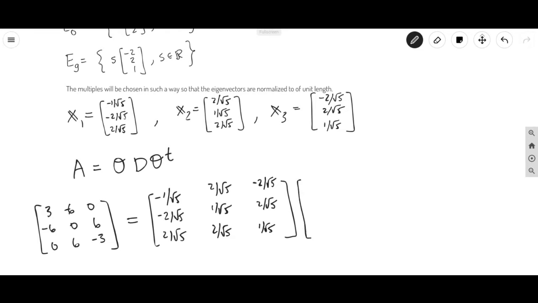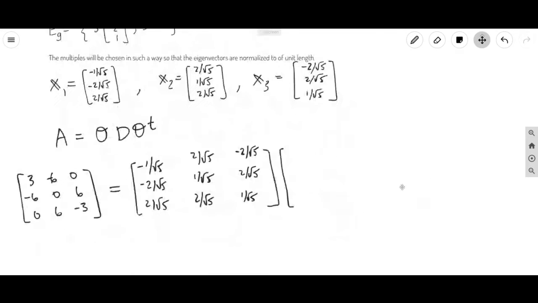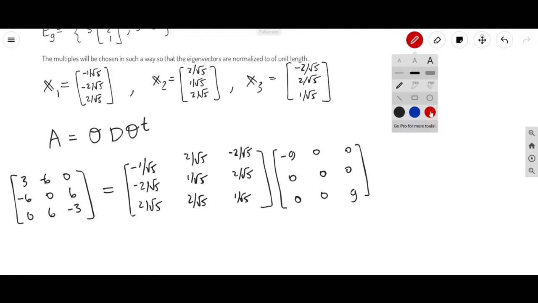Your diagonal matrix would be the eigenvalues in the order in which they appear. So our eigenvalues are lambda 1, lambda 2, lambda 3. So it's negative 9, 0, 9. And when you actually write it out, it's going to look like this. That's your diagonal matrix. These are the eigenvalues arranged on the diagonal.